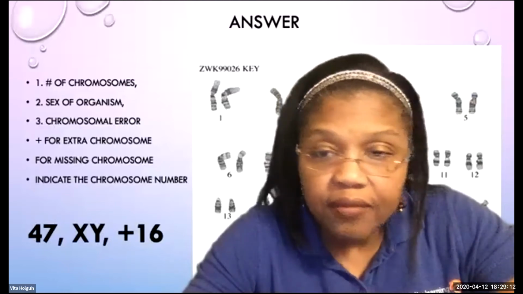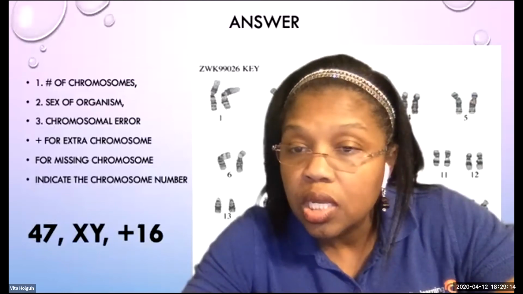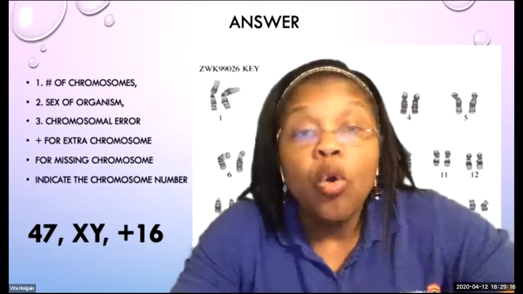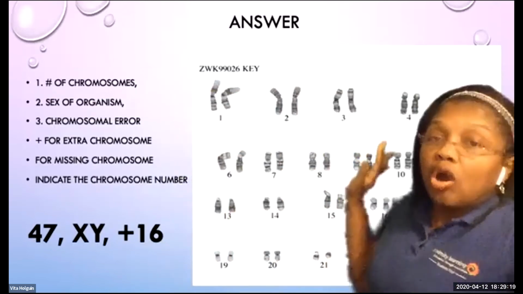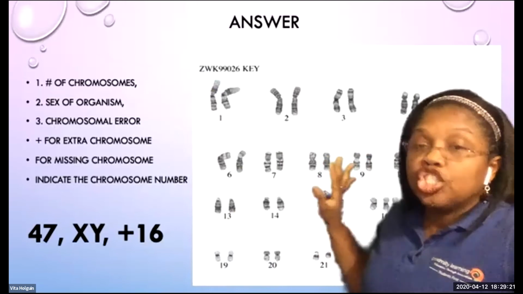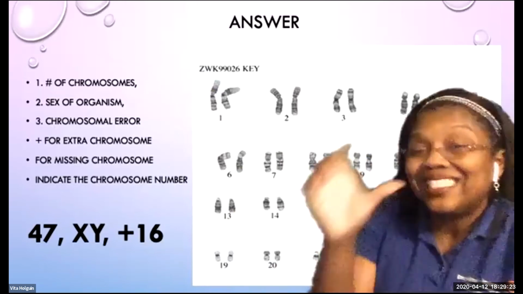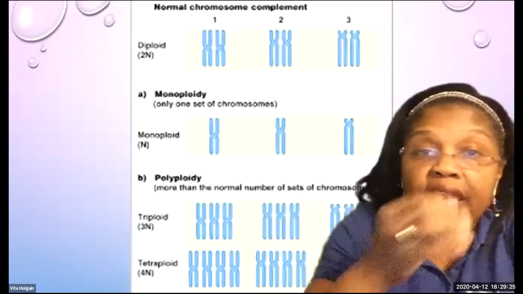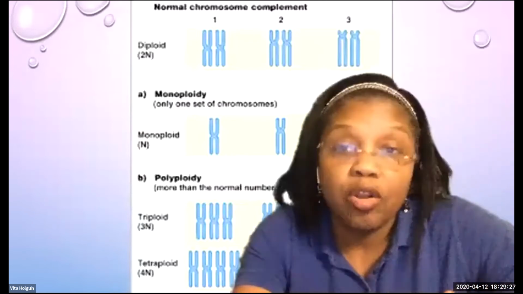Okay, I think I have another one. No, okay. So these are some non-disjunctions that can happen within a single chromosome. What happens if it's the entire chromosome?